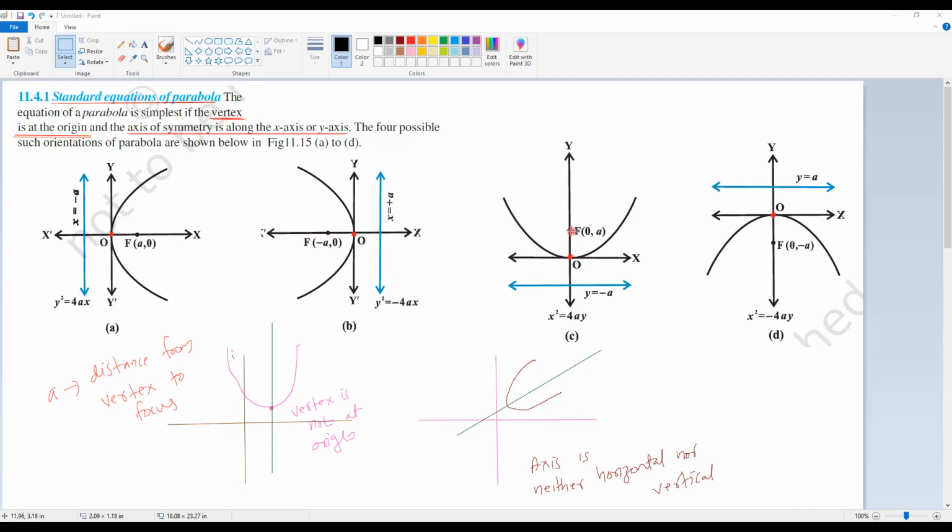Then focus is a units above, that is why 0 comma a, so directrix will be a units below, it's a horizontal line, so equation is y is equal to minus a. If it opens down, focus is 0 comma minus a, so directrix will be a line a units above, so that line is y is equal to a, so that equation is x square is equal to minus 4ay.